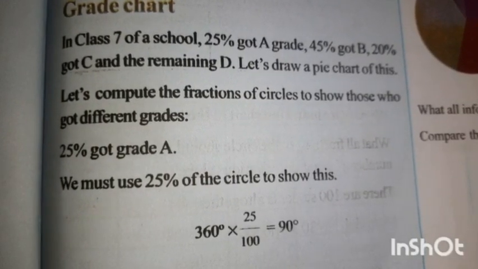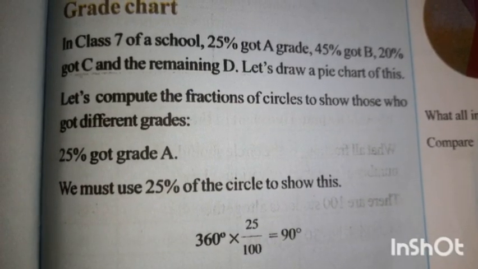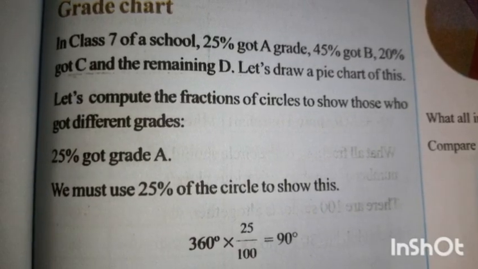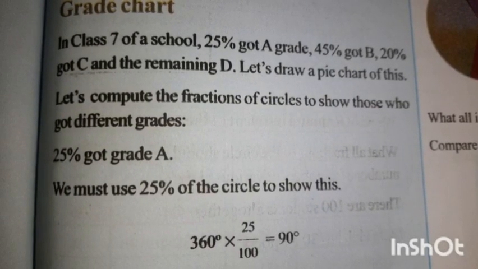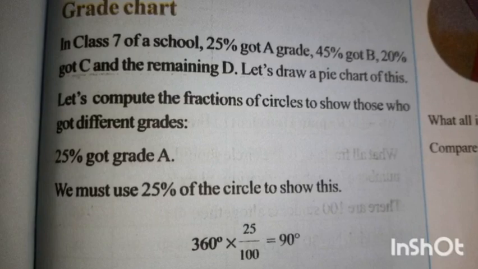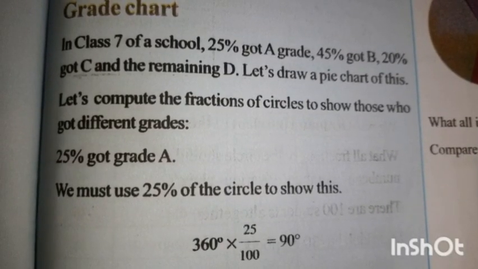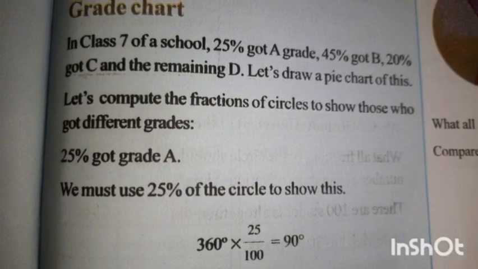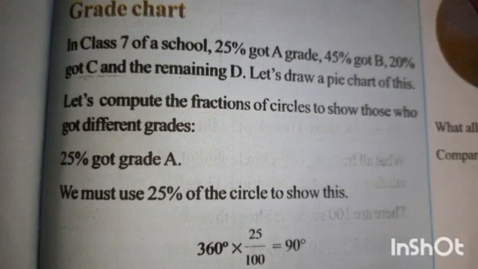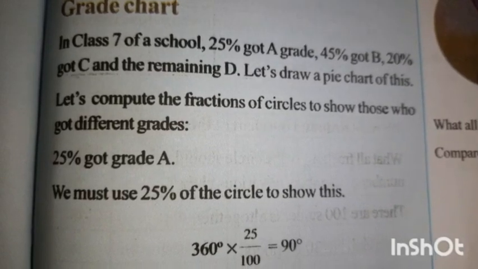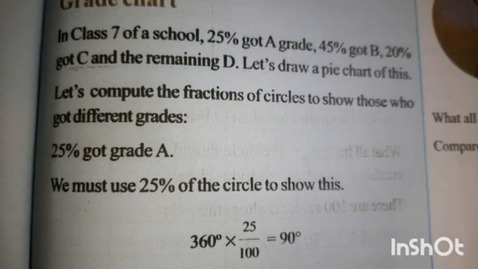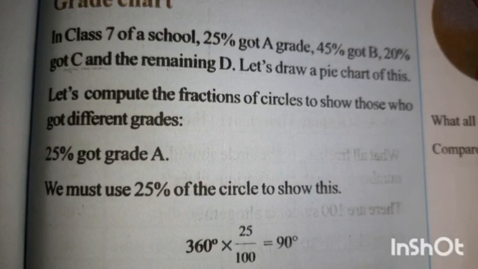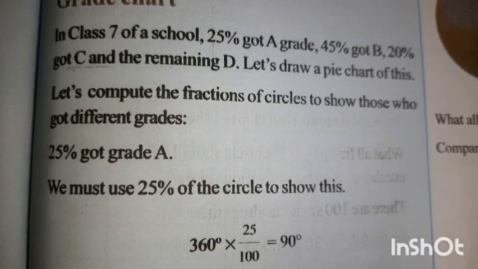The grade chart. In class 7 of a school, 25% got A grade, 45% got B grade, and 20% got C, and the remaining D grade. Let's draw a pie chart of this. Here it is given in percentage, so you have to compute the fractions of the circle first. 25% of grade A. How much is that 25%? That you have to find out.